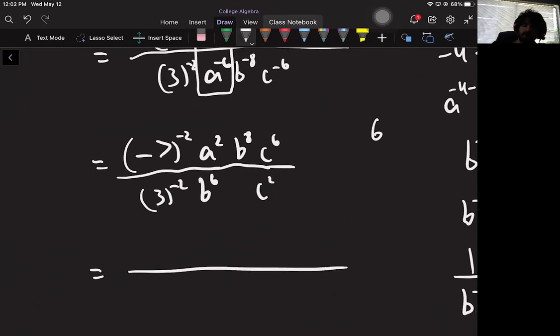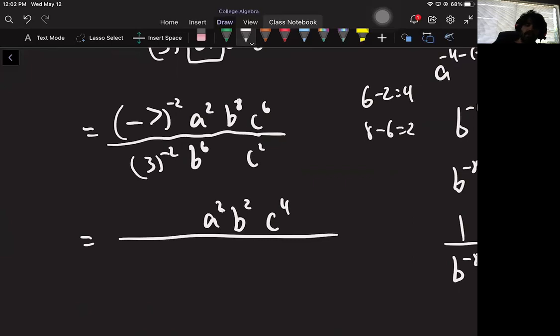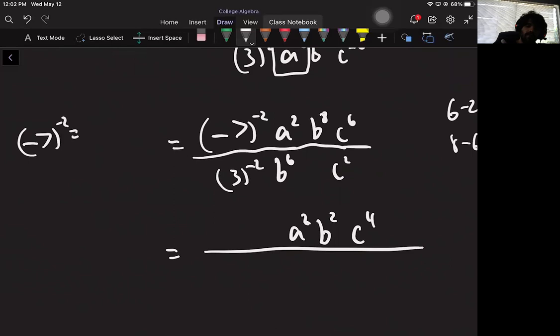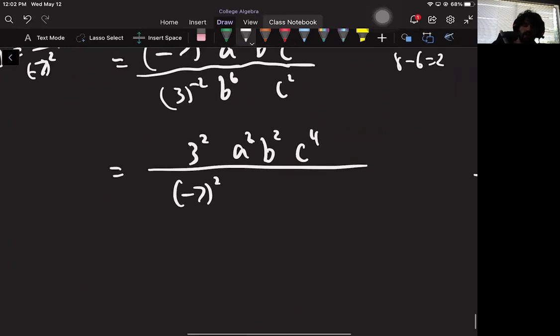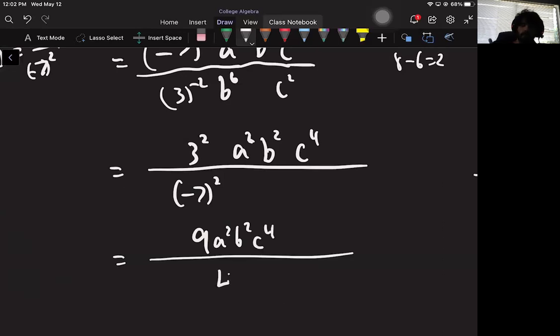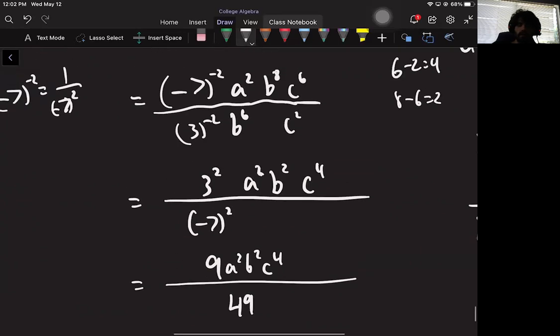Okay, so now I could do 6 minus 2 is 4 to tell me that I have a c to the 4 left. b to the 8 minus 6 is 2, so I have b squared left. This a squared was already finished simplifying. And then lastly, I could use the negative power rule again. So negative 7 to the negative 2 means 1 over negative 7 squared. And same thing with the 3. I could flip the 3 to the top and change the negative power to a positive power. So then finally, I just get 9 a squared b squared c to the 4th over 49. So negative 7 squared is 49.